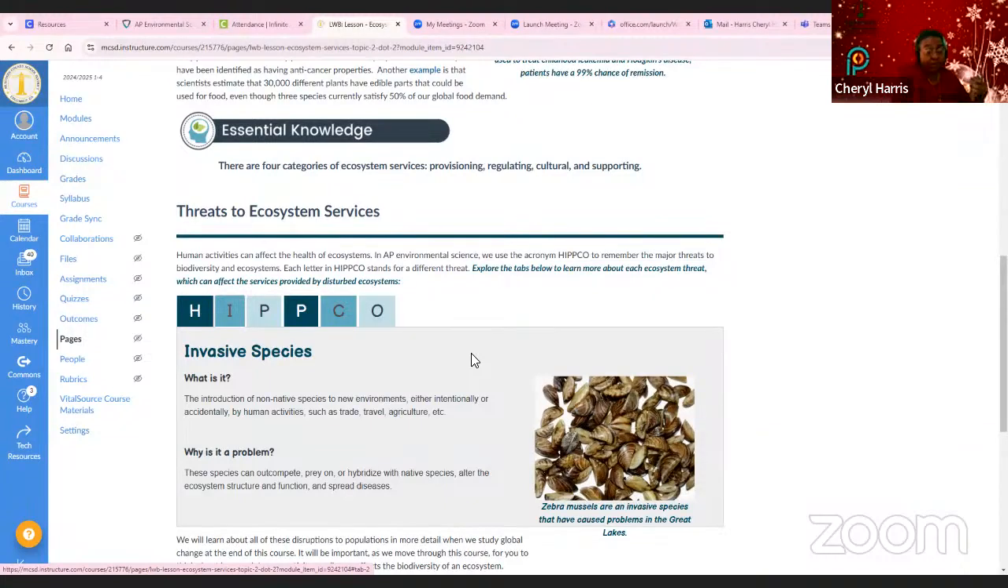They compete down here. It says they outcompete the natural organisms that are supposed to live there, and they alter the ecosystem in that area. Sometimes they spread disease. They have zebra mussels, those overgrow in an area and they feed out the mussels that are native to that area. Okay, so invasive species are a problem.